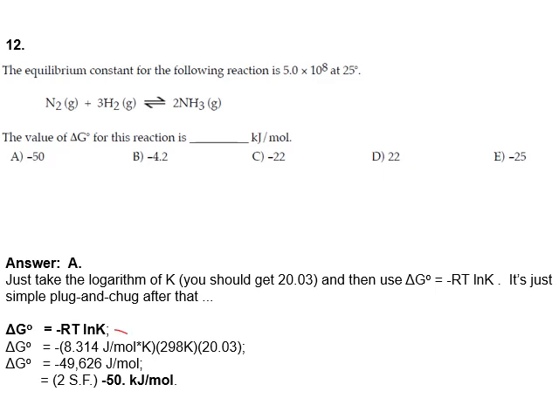So it's done for you here. Here's the formula, and then here are the numbers put into the formula for you. When you take the logarithm of 5 times 10 to the 8th, you get 20.03. So multiply that times 298 and 8.314 and minus 1, and you get minus 49,626. And then that would round to 2 sig figs, would round to minus 50 kilojoules per mole. Next slide.